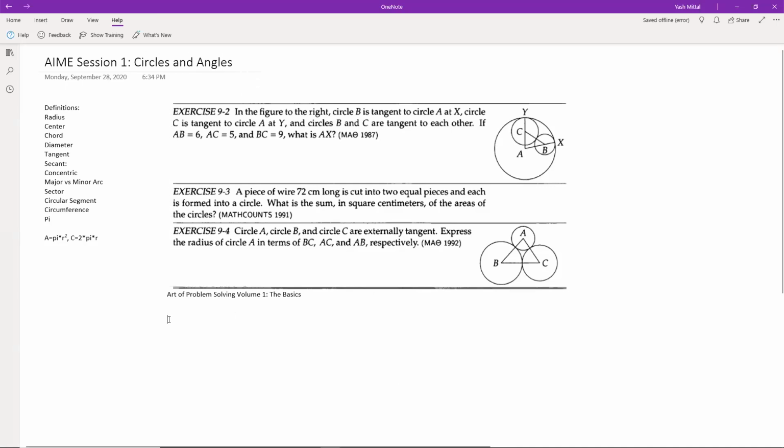I'm going to start off with getting in definitions. Definitions are really important because if you don't know what the question is asking you, you're kind of screwed. I'm pretty sure everyone knows what the center of a circle is and what the radius of a circle is. Does everyone here know what a chord is?